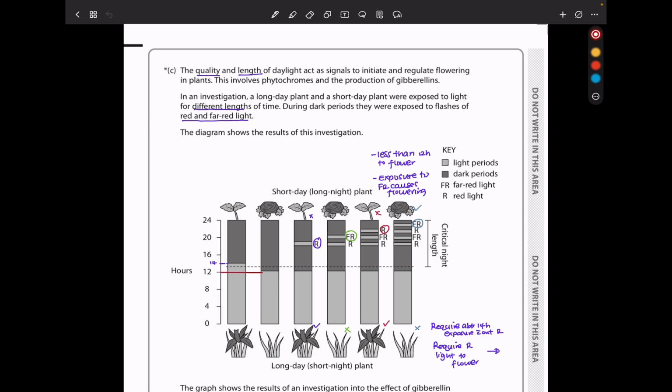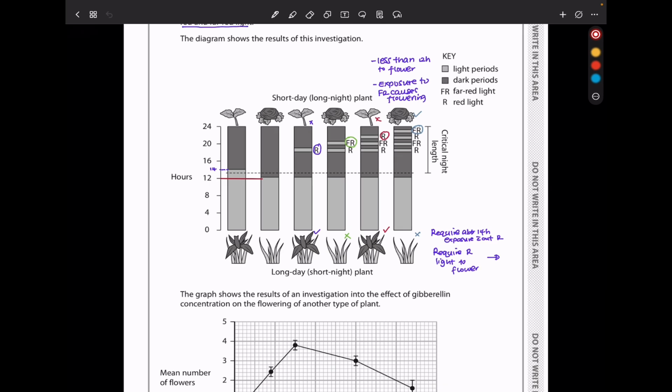In an investigation, a long-day plant and a short-day plant were exposed to light for different lengths of time. During dark periods, they were exposed to flashes of red or far red light. The diagram shows the results of this investigation. So we can see for long-day plants there was flowering here, and here. And for short-day plants there was flowering here, here, and here.